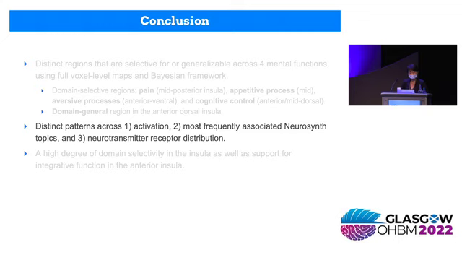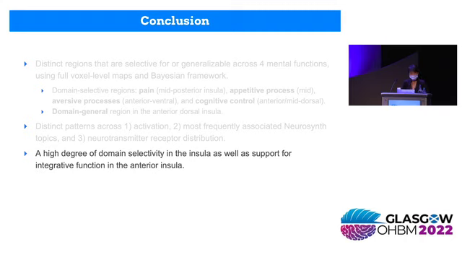We also confirmed that the domain-selective and domain-general regions that we found show distinct activation profiles, spatial correlation patterns with Neurosynth topic maps, and neurotransmitter receptor profiles. Together, our results provide direct evidence for a high degree of domain selectivity in the insula, but we also found a specific area in the anterior insula that supports theories of integrative function.